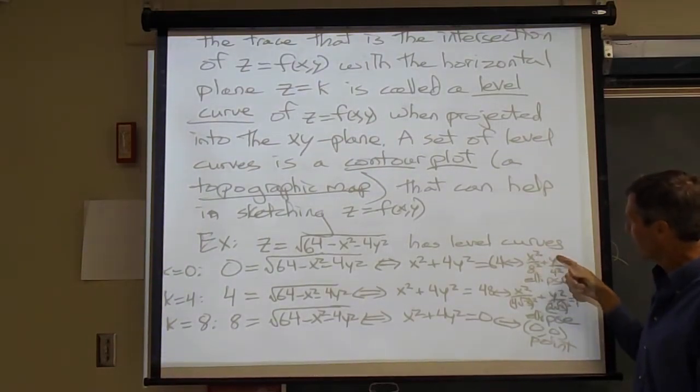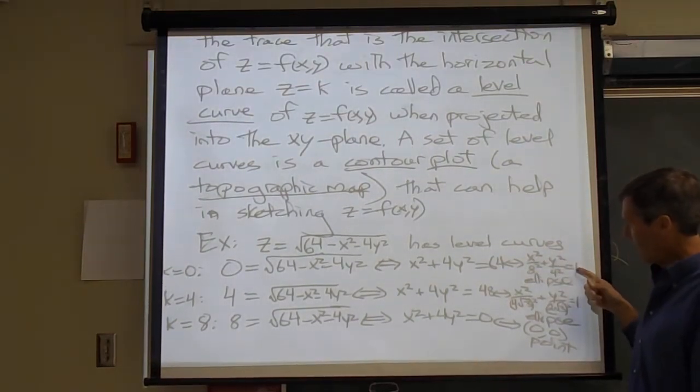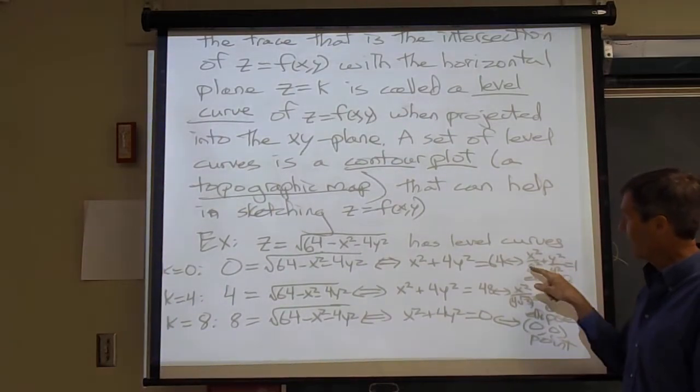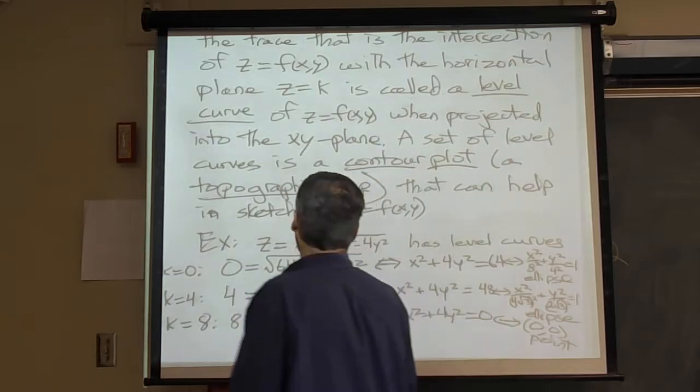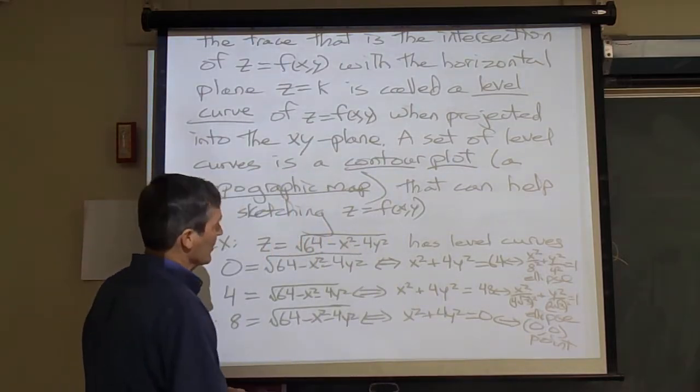X squared over a squared plus y squared over b squared equals 1 is an ellipse with semi-axes a and b, or in this case 8 and 4. So I can draw that in the xy plane, this nice contour, without even having to sketch the surface. Now let's try sketching another contour.